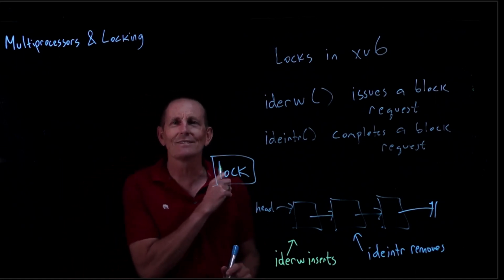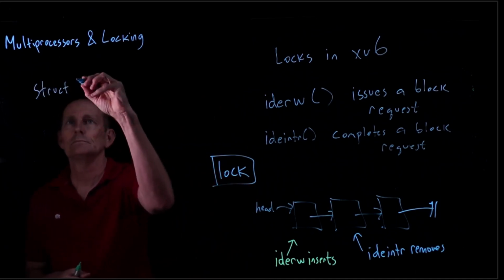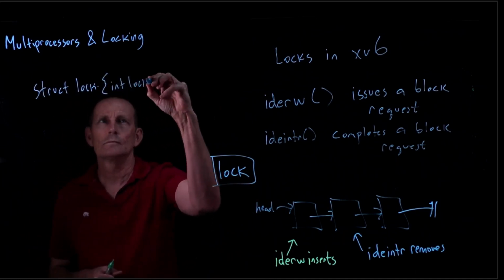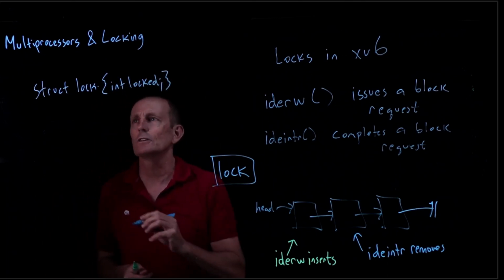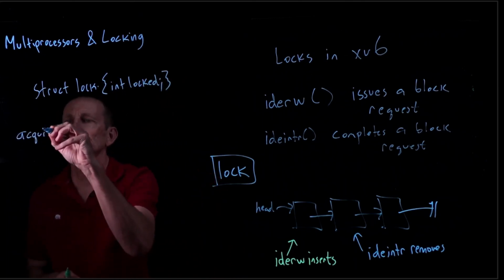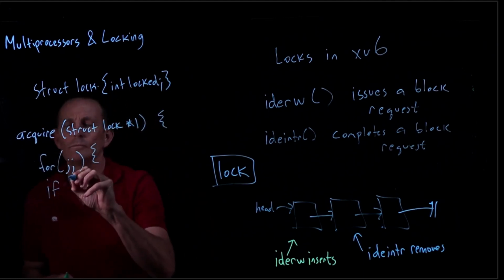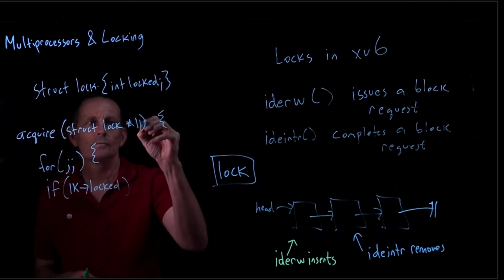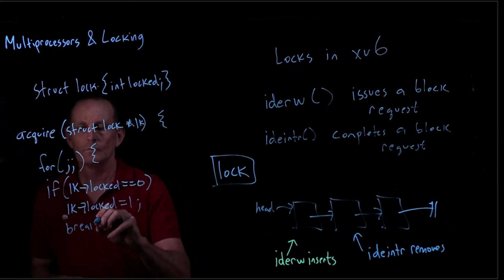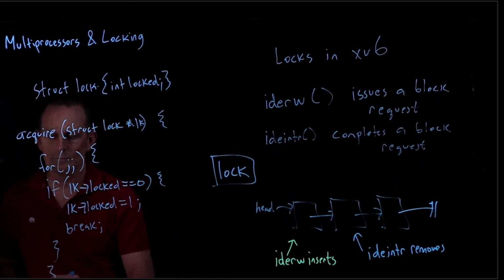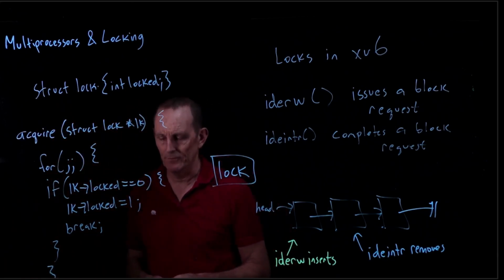Let's just look at the implementation of this lock. It's a structure that contains a single value saying whether it's locked or not. And let's look at what acquire does. This is how it could be written, but it's not written this way, and we'll see why in a moment.